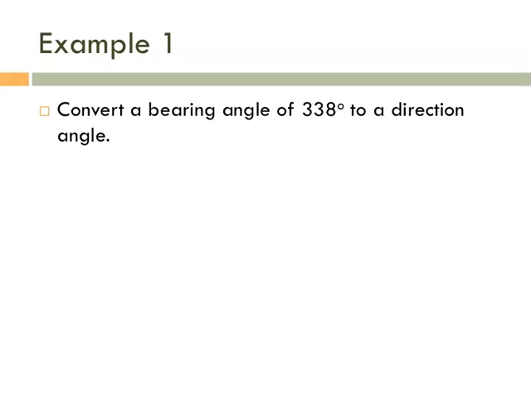So in example 1, we see a bearing angle of 338 degrees and we want to convert it into a direction angle. The bearing angle is the one that starts with the positive y-axis. It starts at north and it rotates clockwise. So let's draw this out. Let's see what we're given. We start with north as our positive y-axis, and rotate clockwise. 338 degrees takes us almost a full circle, but not quite.